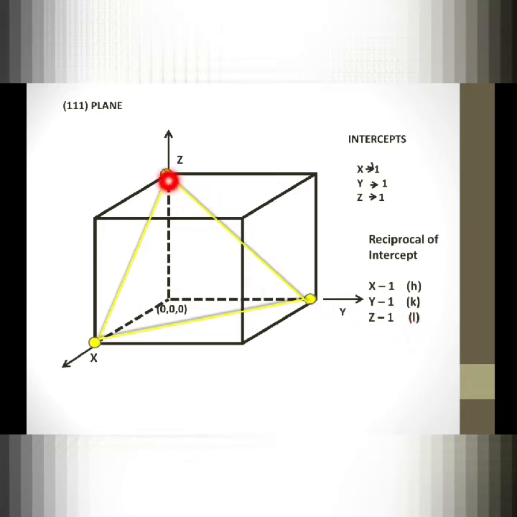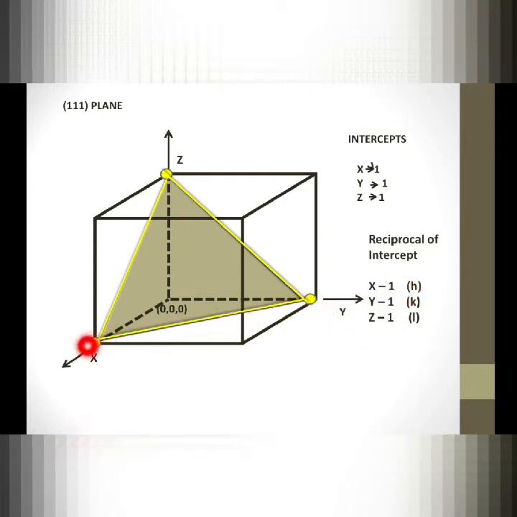And by joining these 3 points, the plane we get is the 1 1 1 plane. This is the Miller notation, that is 1 1 1. This is H, K and L, and this plane is the 1 1 1 plane. The intercepts are 1 1 1 and the reciprocals of the intercepts are also 1 1 1.